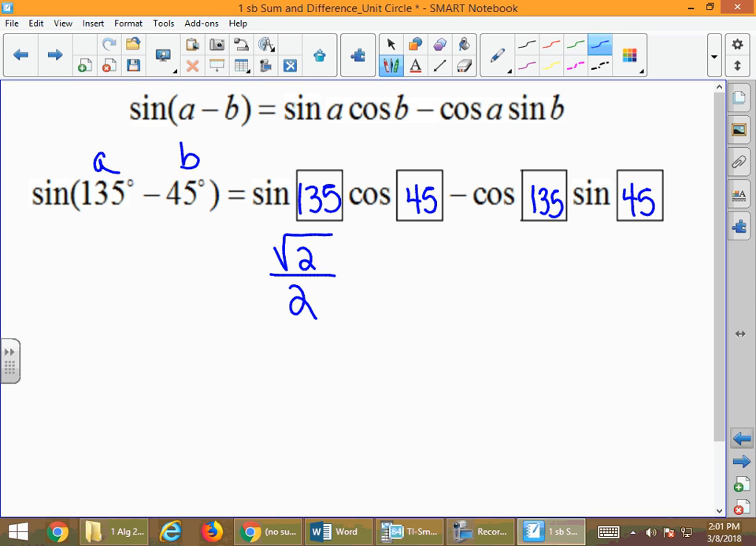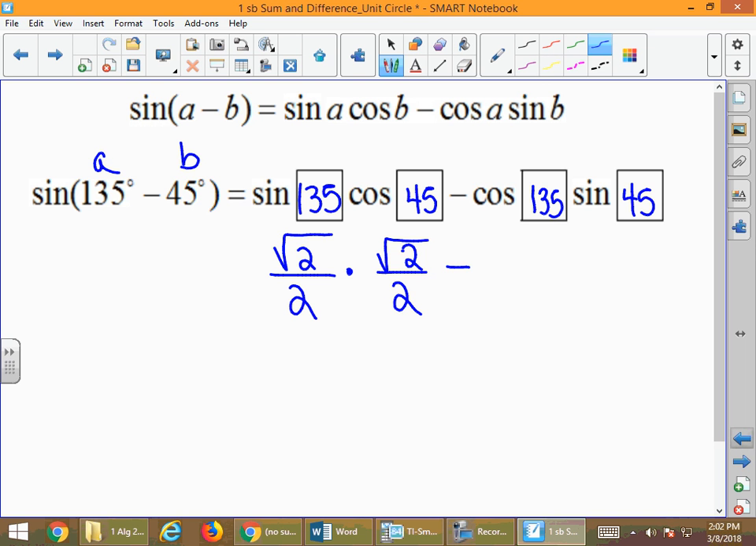135 is in the second quadrant. Do we need to make the square root of 2 over 2 negative there? No, because sine is positive in the second quadrant. Cosine of 45 happens to be square root of 2 over 2. Remember, 135, it's in the second quadrant.